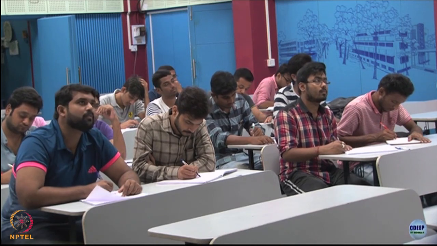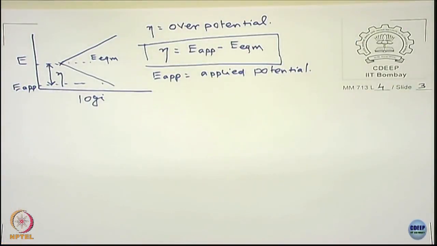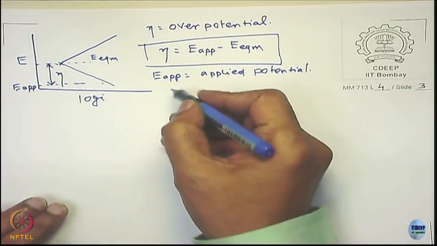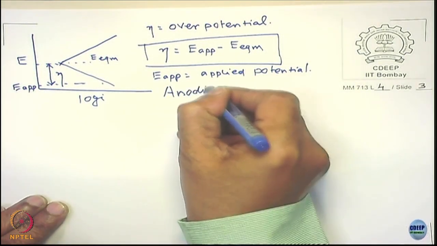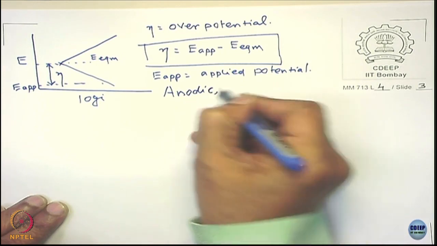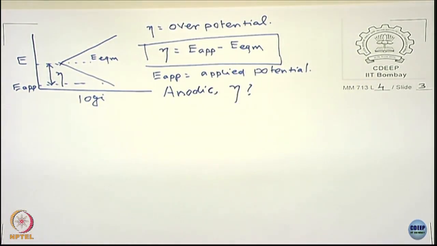Please remember this equation. If you are confused with this equation, you will have problems. Okay? Now, for an anodic reaction, what will be the eta? Will it be positive or negative? Positive, right? Great.